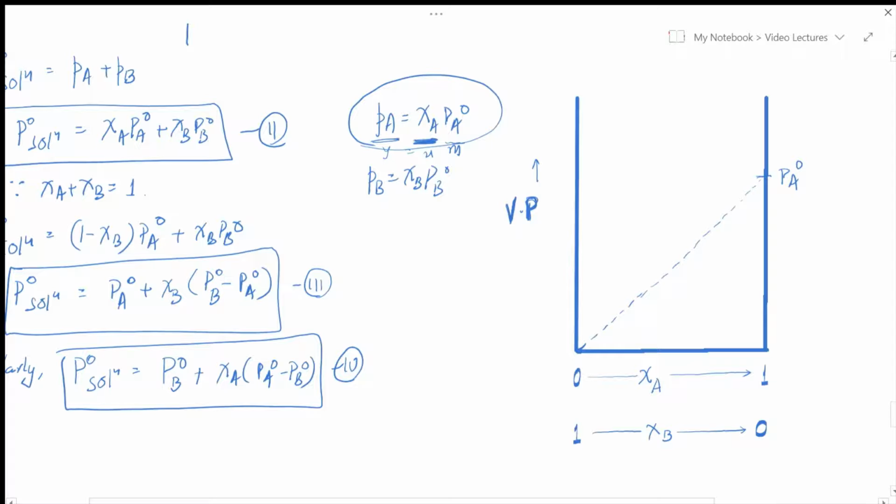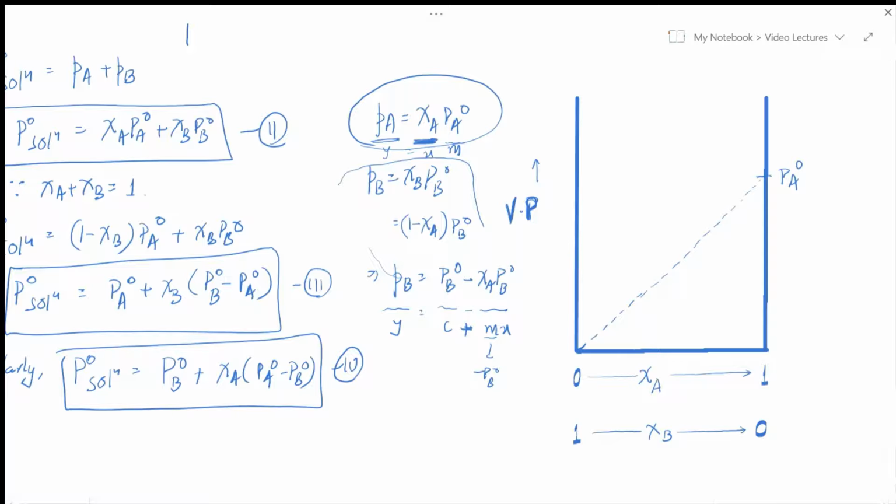Now if you want to plot PB, we use this equation. PB is xi B into PB naught. So you can always write it as (1 minus xi A) into PB naught. So the equation for PB turns out to be PB naught minus xi A into PB naught. Now this is of the format y equals C minus m x, where m is minus of C. Let's write it as C plus m x, where m is minus PB naught. So it'll have a negative slope, but it'll be a straight line.